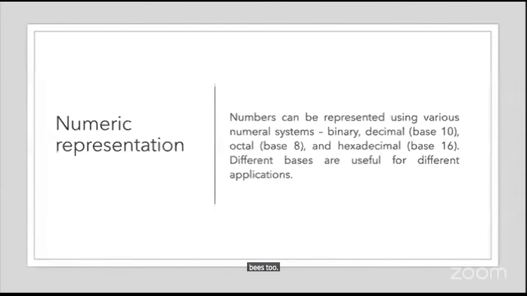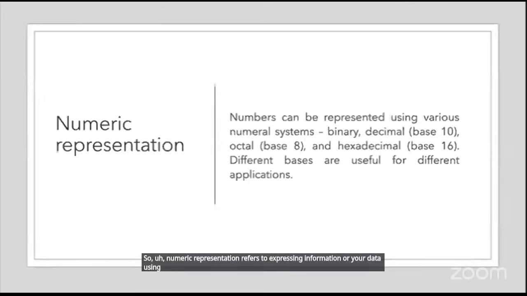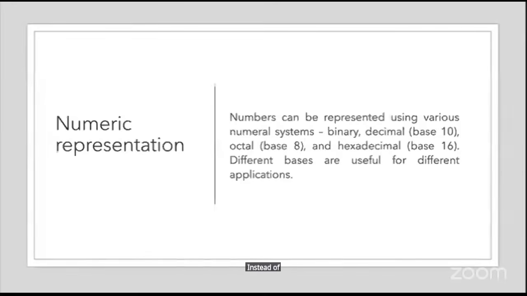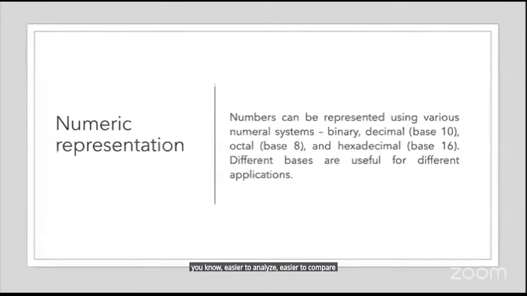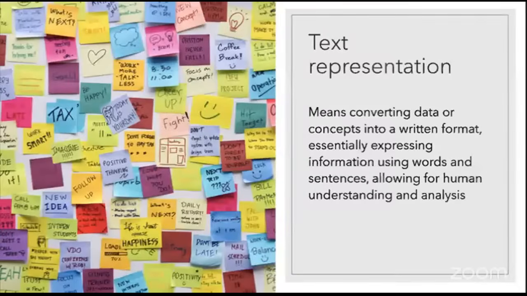So numeric representation refers to expressing information or your data using numbers instead of words or other forms. So it's a way of quantifying or symbolizing things to make them easier to process, easier to analyze, easier to compare by the machine, by the computer. So that's what I mean by numeric representation. We'll come to practical stuff.